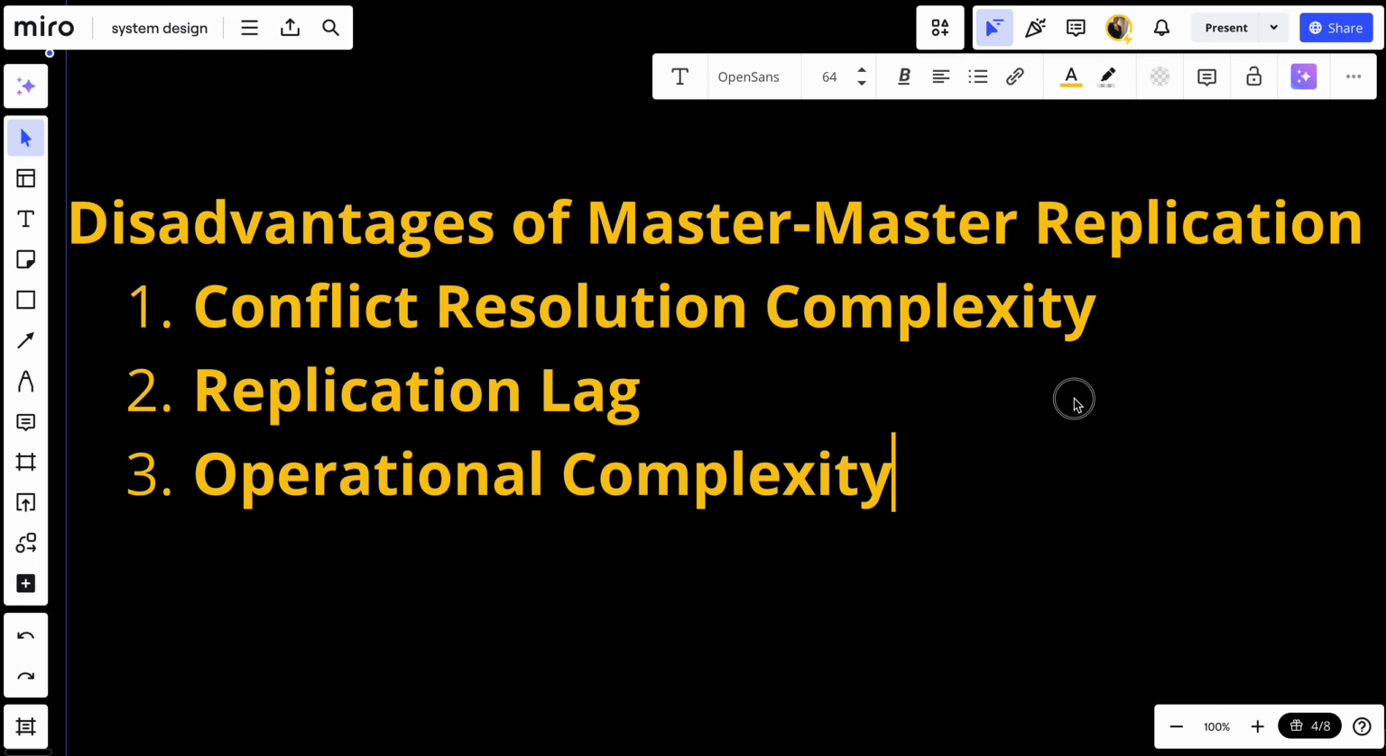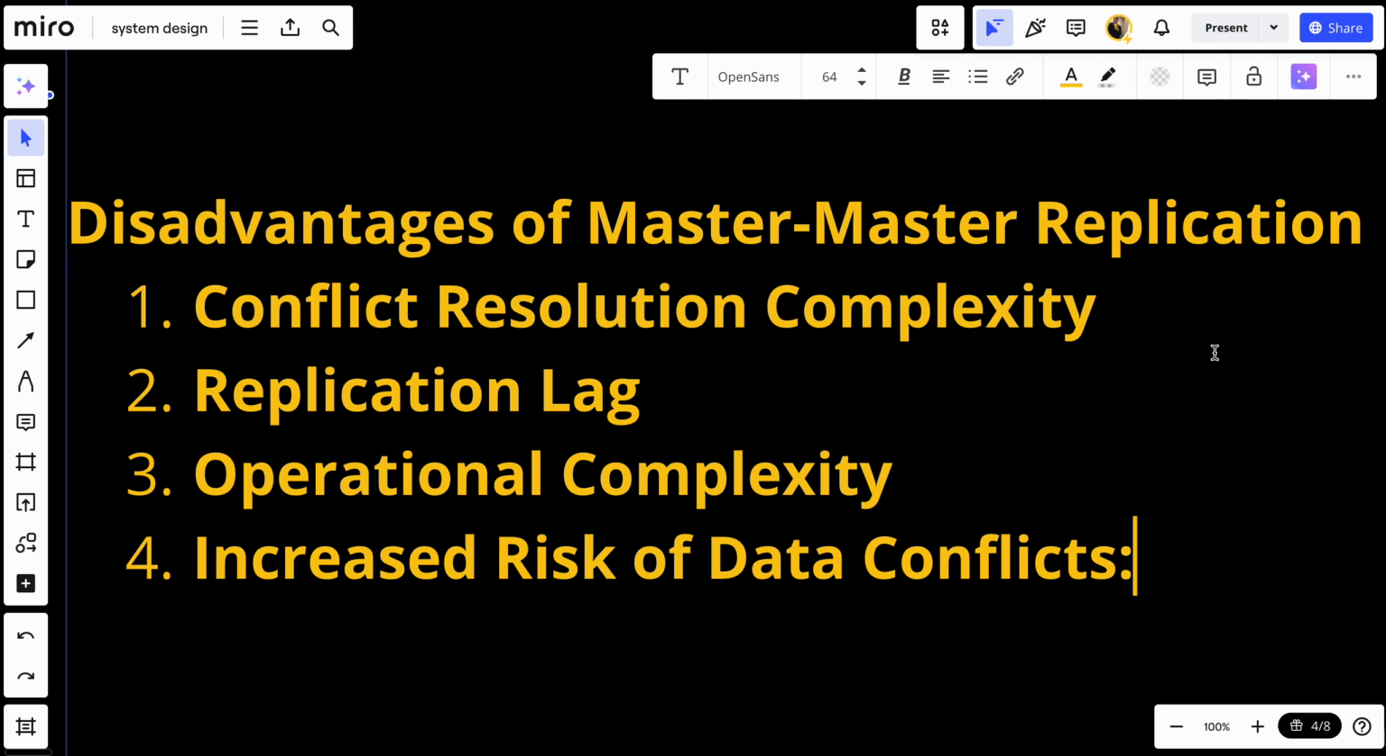Number four, increased risk of data conflicts, because the likelihood of data conflicts increases with the number of masters, especially if they are geographically distributed and experience different workloads. Proper conflict detection and resolution mechanisms need to be implemented, which can be difficult to manage.